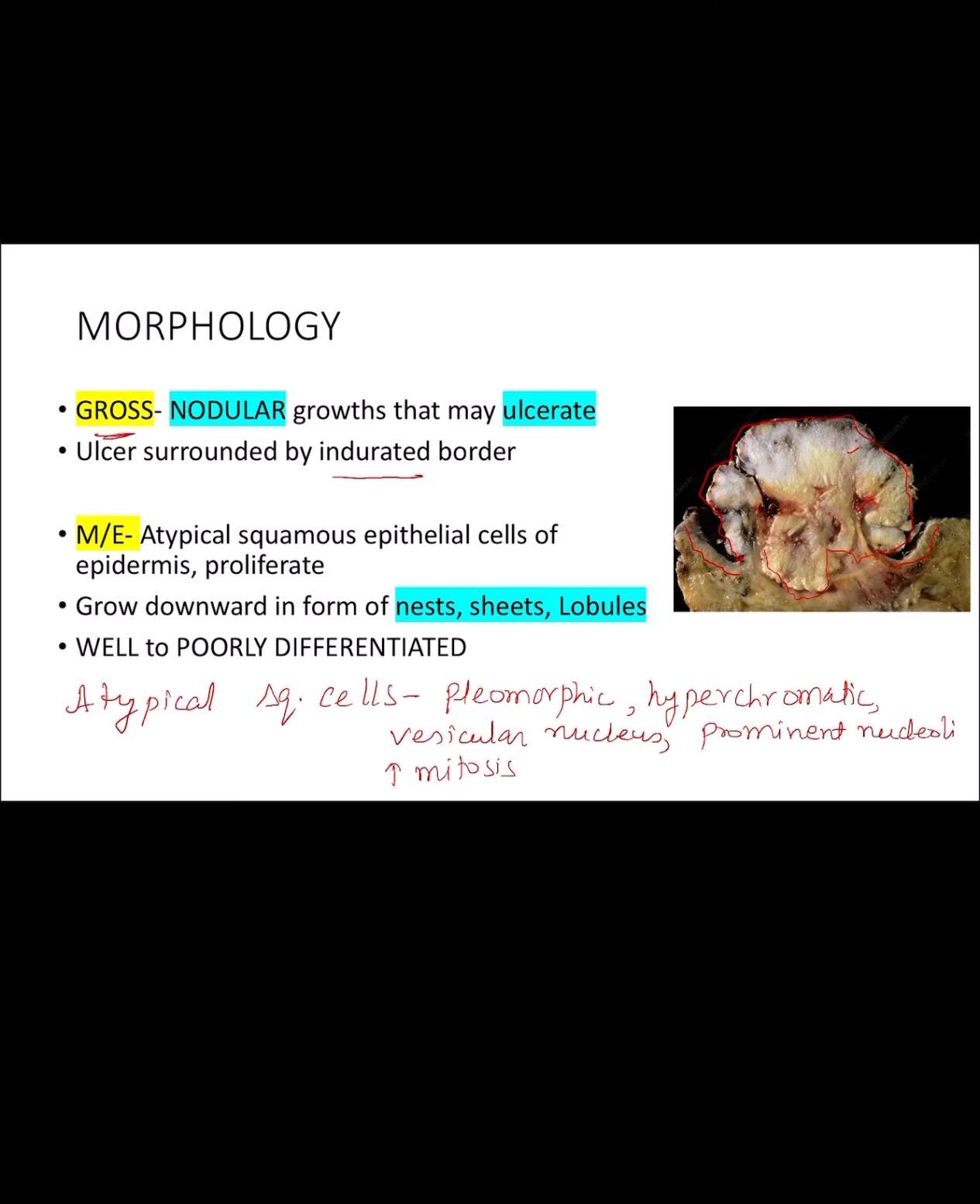In microscopy, we see atypical squamous cells which are proliferating. There is marked dysplasia involving all the layers, and then there is a breach in the basement membrane. These atypical squamous cells grow down in the form of nests, sheets, and lobules. They show nuclear and cellular pleomorphism, with variation in size and shape. They are hyperchromatic, with a vesicular nucleus and prominent nucleoli, and abnormal mitosis is also seen.